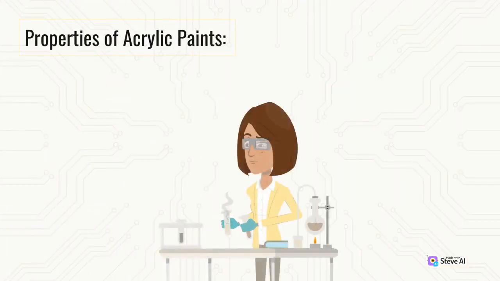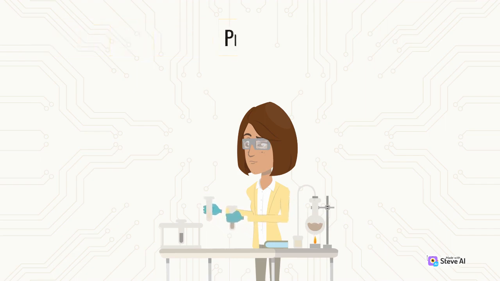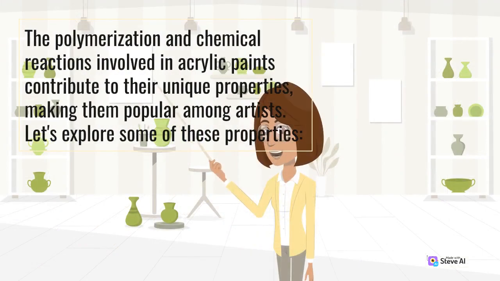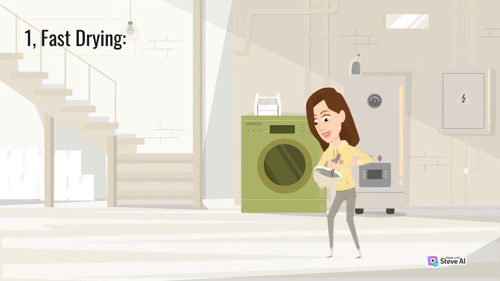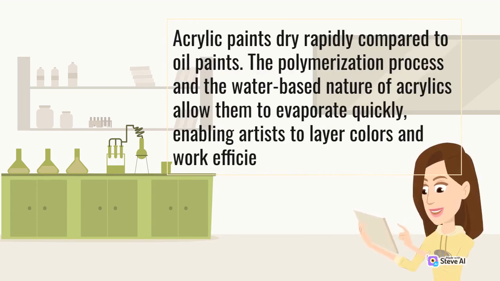Properties of acrylic paints. The polymerization and chemical reactions involved in acrylic paints contribute to their unique properties, making them popular among artists. Let's explore some of these properties. 1. Fast drying. Acrylic paints dry rapidly compared to oil paints. The polymerization process and the water-based nature of acrylics allow them to evaporate quickly, enabling artists to layer colors and work efficiently.